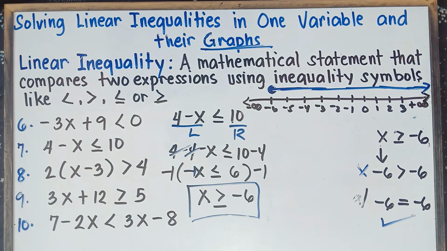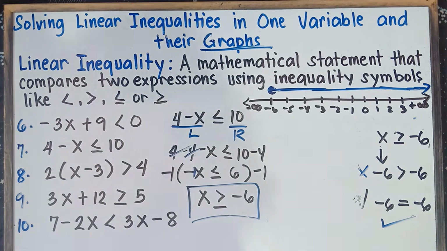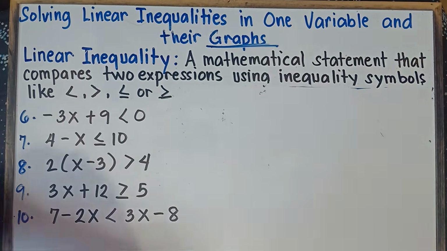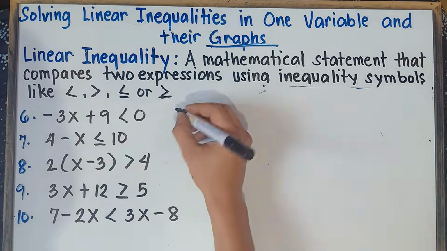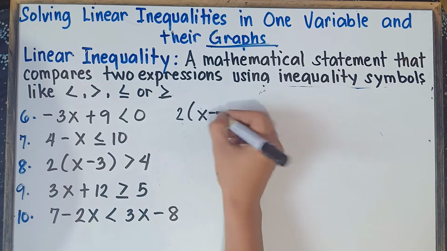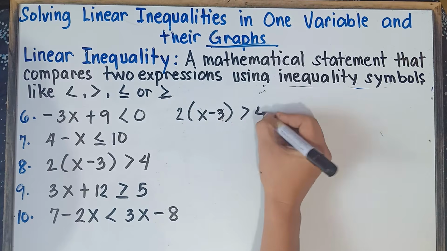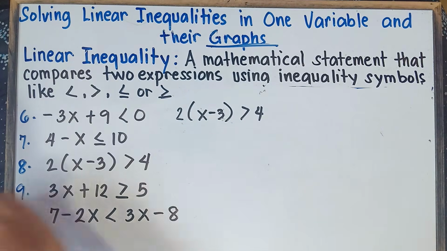That's the answer, class, with regards to example number 7. Alright, so let's proceed now to example number 8. Our given is 2 times the quantity x minus 3 is greater than 4. So therefore, class, we need to simplify this one first.